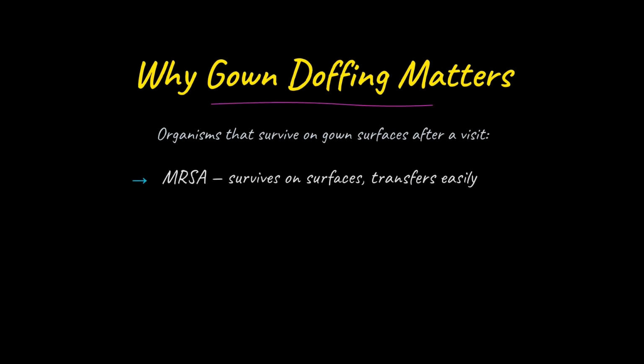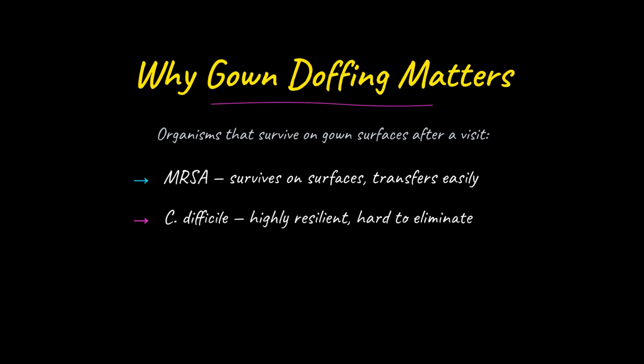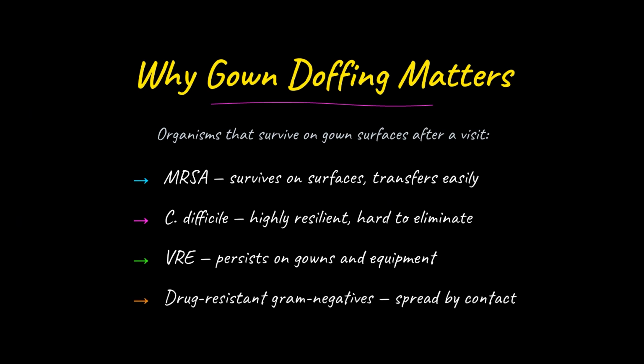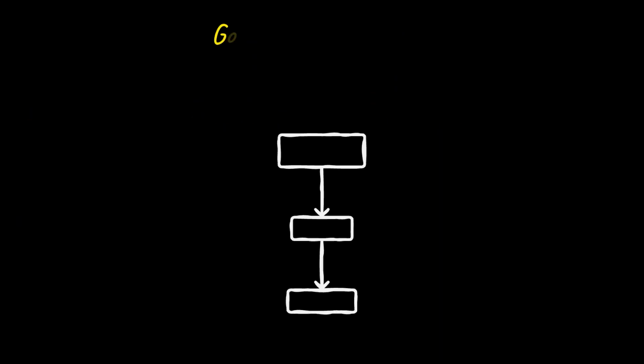Contact precautions exist because certain organisms, MRSA, Clostridioides difficile, VRE, and drug-resistant gram-negatives, survive on gown surfaces and can be inoculated onto the next patient or onto the clinician if the gown is removed carelessly. The correct sequence has 3 steps. Unfasten the neck and waist ties first, grasp the shoulders from the inside and peel the gown forward. Then roll it inside out as it comes off the arms. Each step in that order serves a specific purpose.